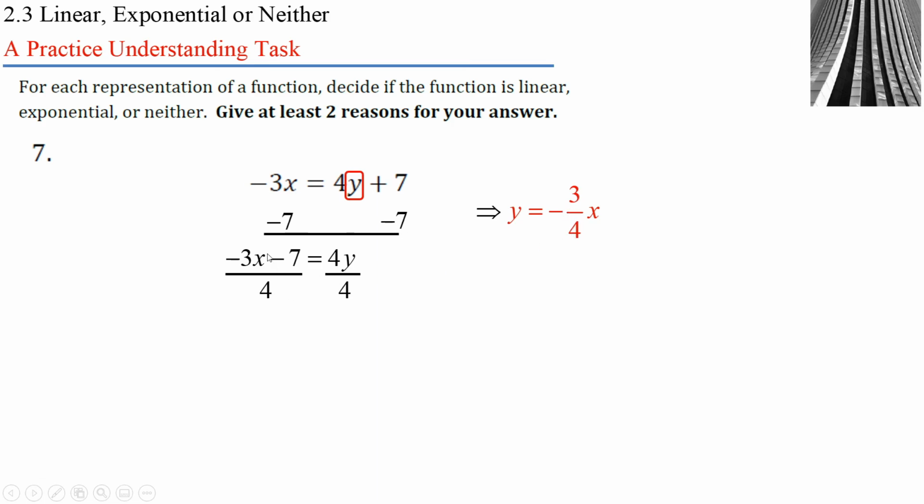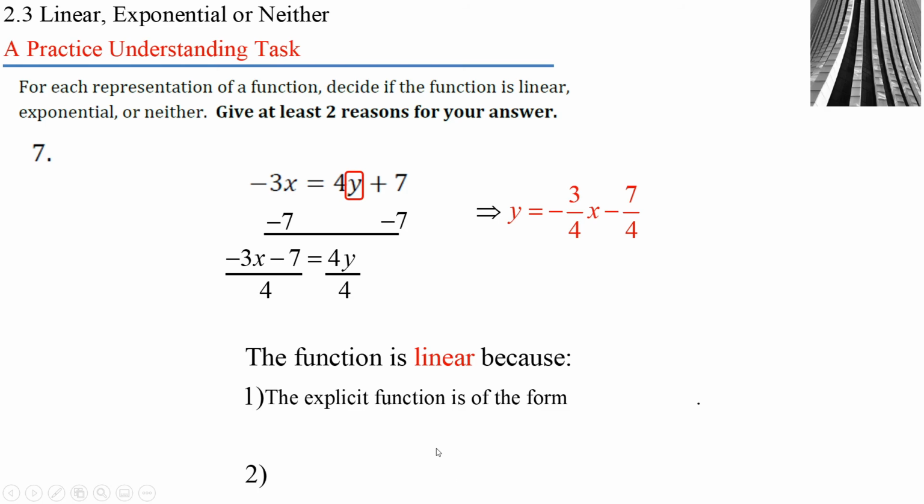And then see the negative 7, it is also being divided by 4, so that gives me my y-intercept of negative 7 over 4. And there it is. That's slope-intercept form of a line. So the function is linear because the explicit function is of the form, well, right here it wasn't in this form, but we put it into this form. And what is this? This is your old slope-intercept form of a line. f of x equals mx plus b.